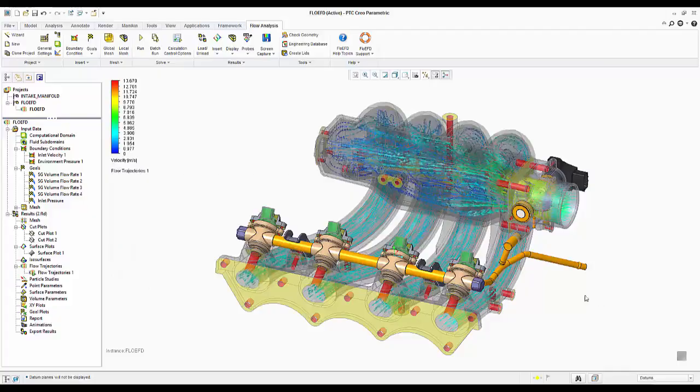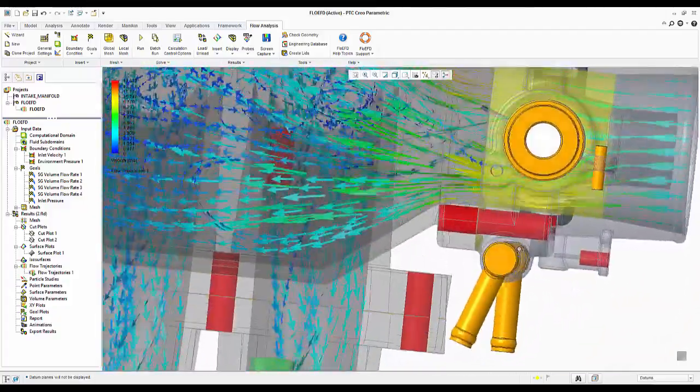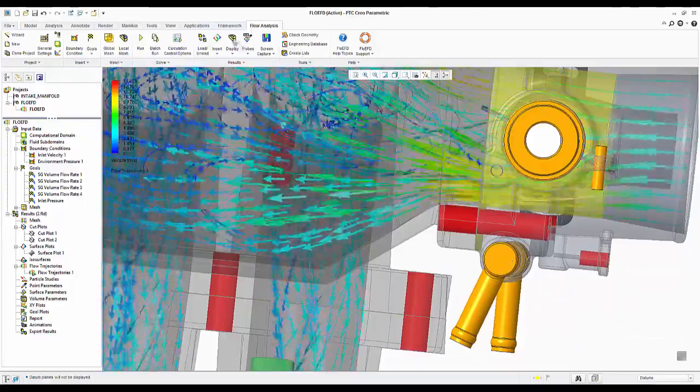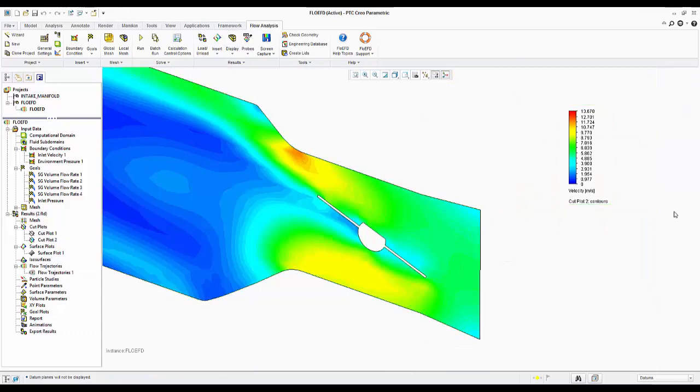Flow trajectories show how the fluid looks dynamically, and by zooming into the throttle body, this shows how the flow is being deflected and guided down the intake runners. Being Creo embedded means that we can make parametric changes to the model very easily. Looking at the velocity beforehand, we can see a maximum velocity around 13.7 meters per second.